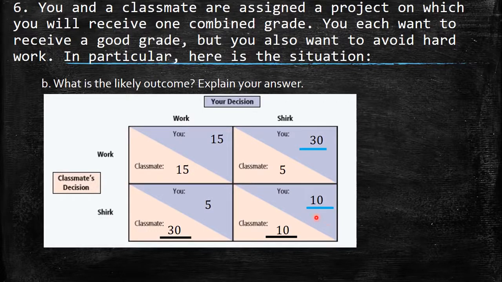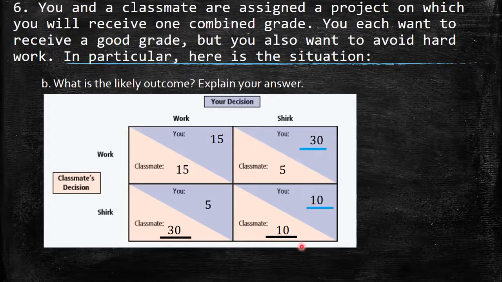So then automatically, when we have two outcomes underlined, this should be the Nash equilibrium. And furthermore, we can analyze that this is a sustainable equilibrium. It's a place where no one wants to move. Imagine that we are here, so we already have 10. If we move, because we are in your decision, you're shirking, so at that time you will receive 5. So you don't have any incentive to move from shirk to work.